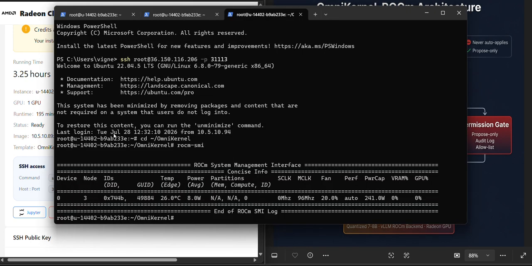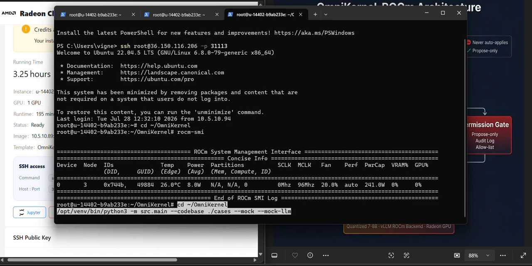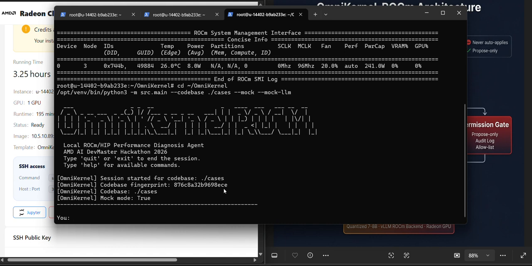As you can already see, the GPU is connected and running in the background. The agent is running, and let's test OmniKernel on a real strided matrix workload. I'll input.